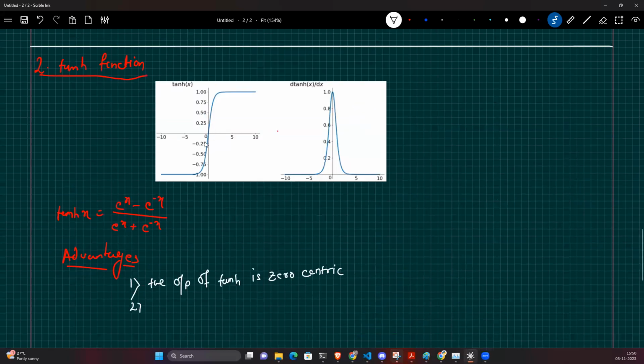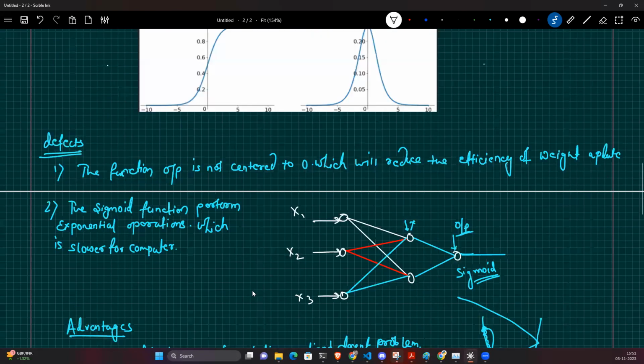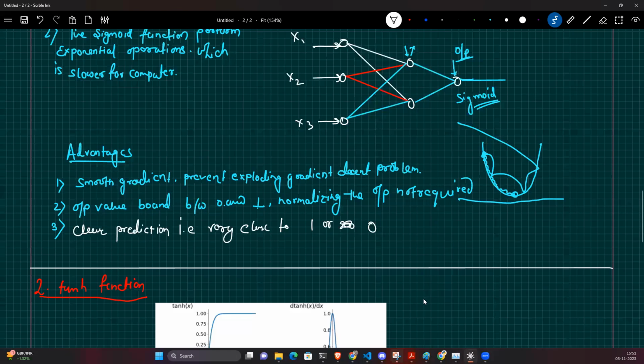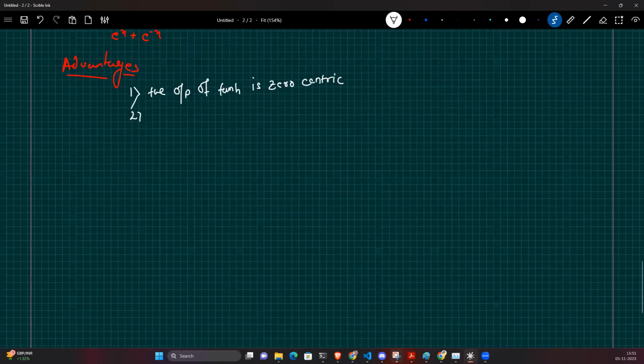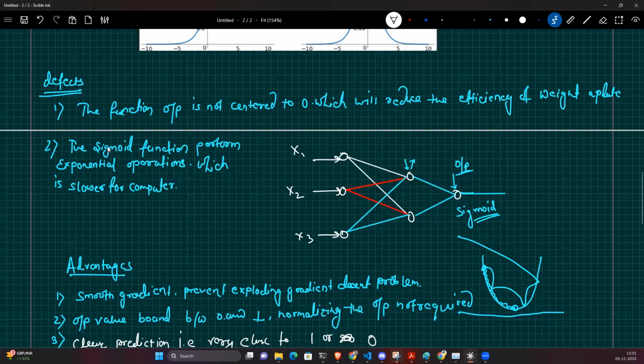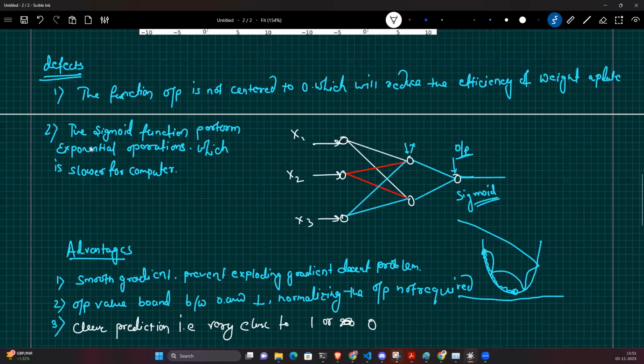And the value of tanh lies between minus 1 and plus 1. And you can apply this tanh function in any layer, either in the hidden layer or at the output layer as well. It depends. So this is called the tanh function. At the end, everyone is going to apply ReLU, sigmoid, or softmax. These are the very popular activation functions.